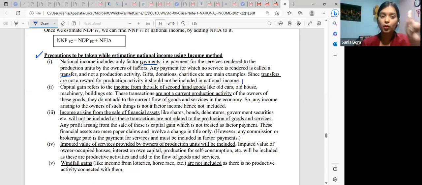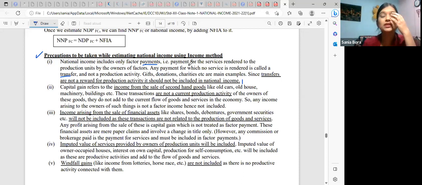So over here, remember one thing. In this income method, if you are working and getting money in return, you will include that only. For example, I just got 1000 rupees from my parents. Though I got money, will I include that? No, I will not, because that is basically a gift from my parents, or maybe a donation or a charity, right? So all those things you will not include, only the factor payment, for which you will work.